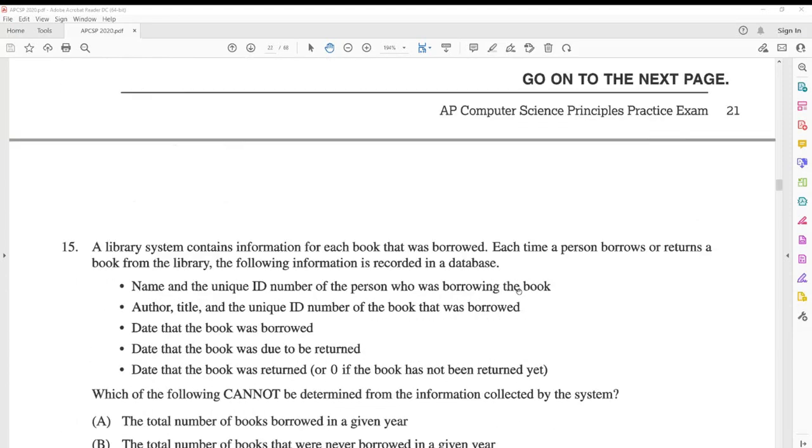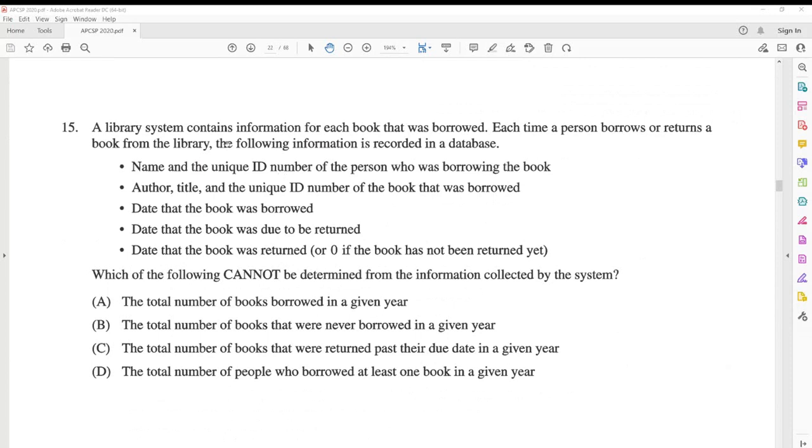Number 15. A library system contains information for each book that was borrowed. Each time a person borrows a book and returns a book to the library, the following information is recorded in the database. So this is a per transaction record. You take out a book, you return it. So whether you borrow or return, you actually have a transaction.